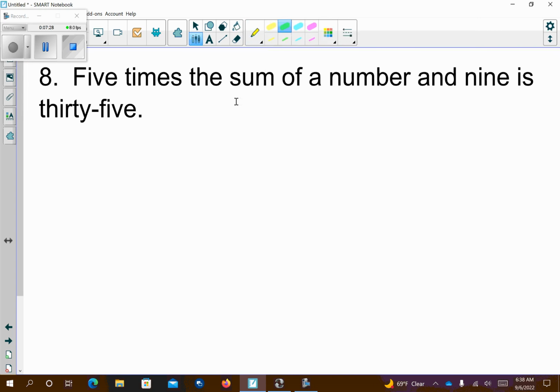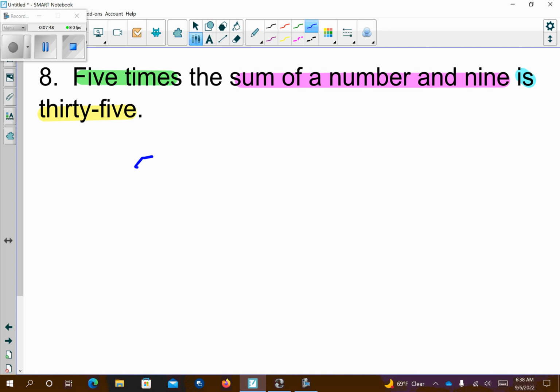Let's see, problem number 8. We read it first. 5 times the sum of a number and 9 is 35. So 5 times the sum of a number and 9 is 35.